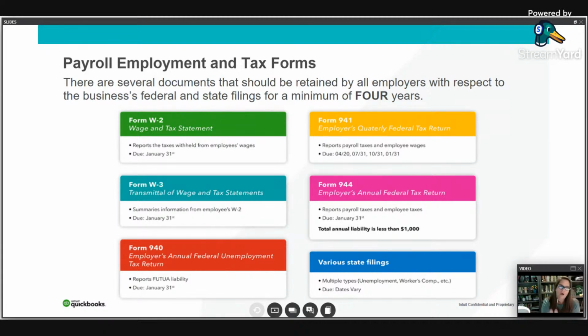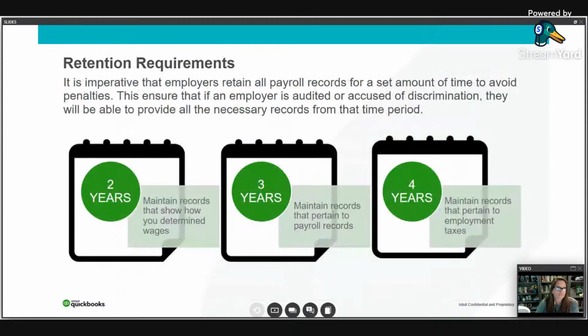So there's several other documents, and they all have to be held for a minimum of 4 years. So we're talking about W-2s, W-3s, 940, 941s, or 944 if that's what they file, and then any of the other state filings as well. So your state quarterly returns, your local as well. Those have to be held for four years. I have clients who keep it all. They've been in business 17 years and they have everything.